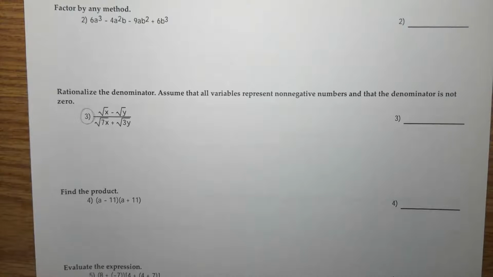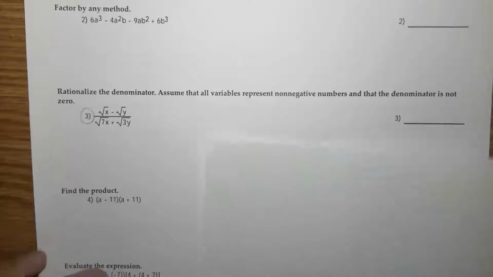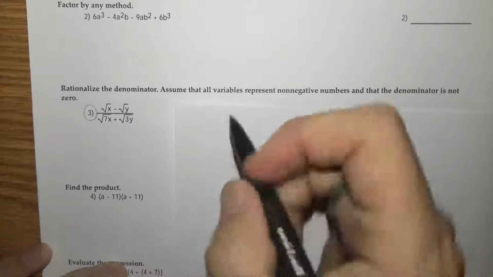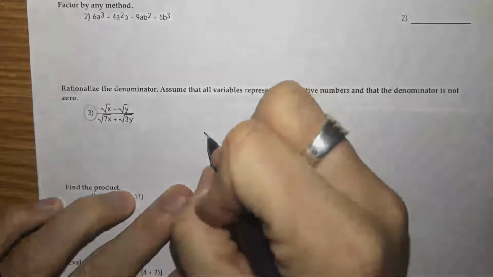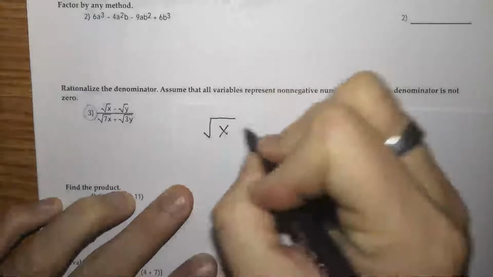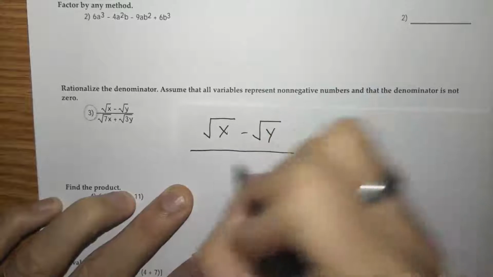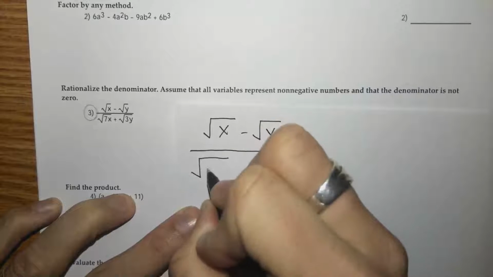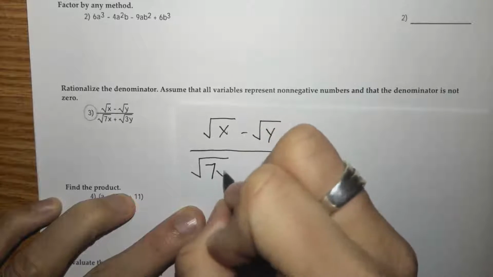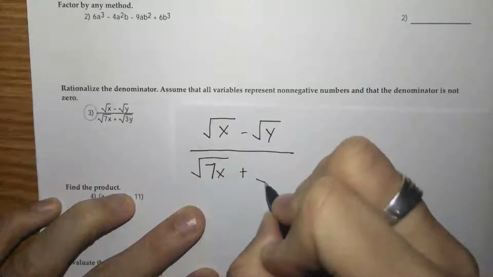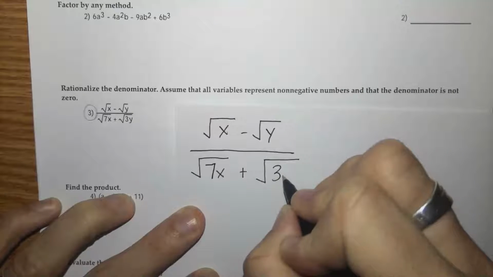First problem, number 3. Rationalize the denominator. Assume that all variables represent non-negative numbers and that the denominator is not 0. Okay. So we have the square root of x minus the square root of y over the square root of 7x plus the square root of 3y.